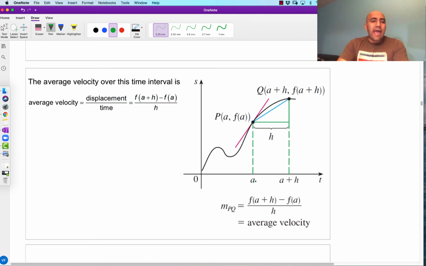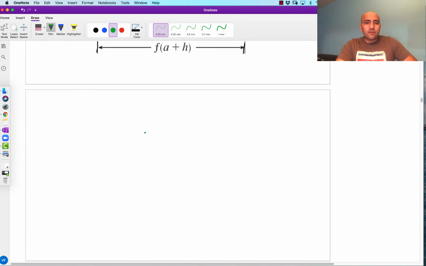Okay, so the average velocity over this time interval is equal to the displacement, the distance traveled over the time elapsed. The displacement is going to be f of a plus h minus f of a, divided by h amount of time. That'll give you your average velocity.